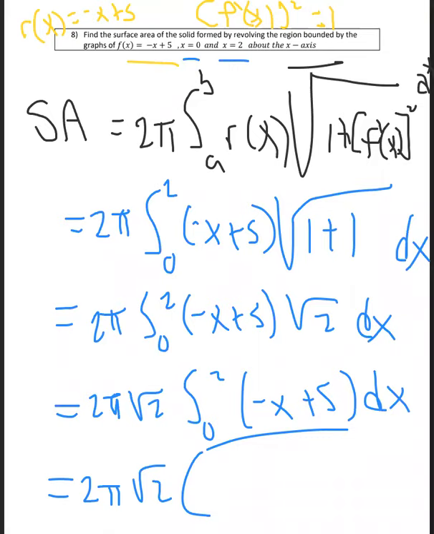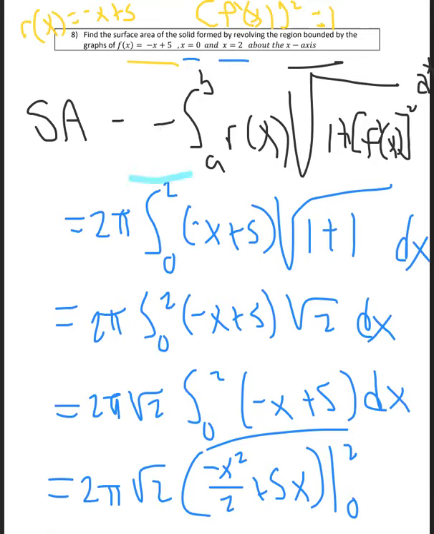Negative x squared over 2. Yeah, 5x, exactly. It's just really then plugging it in and then doing the integral itself. So I'll do it really quickly.